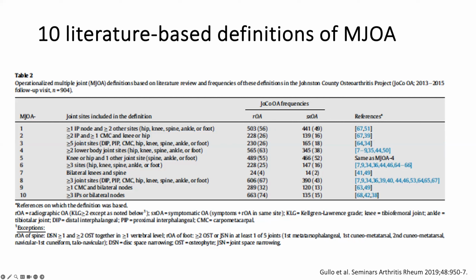And you can see that for the vast majority, they're really quite common. They're all kind of in the double digits, pretty frequent both for radiographic, less so for symptomatic, but still up there, except for this one, bilateral knees and spine, which is fairly rare. But across the board, you can see that multi-joint OA, regardless of definition, but variable over definition, is common in the population.